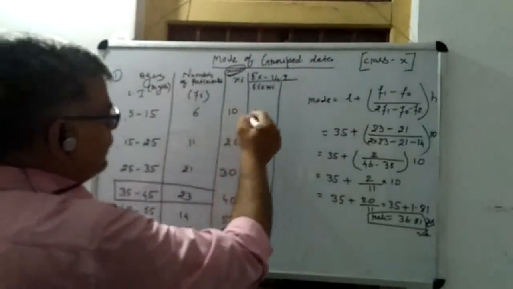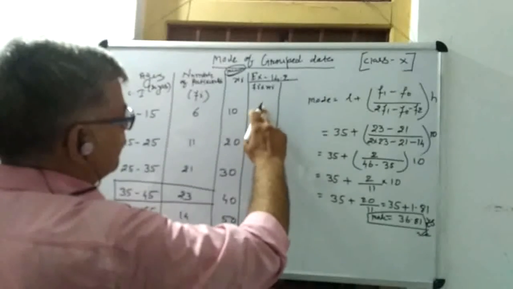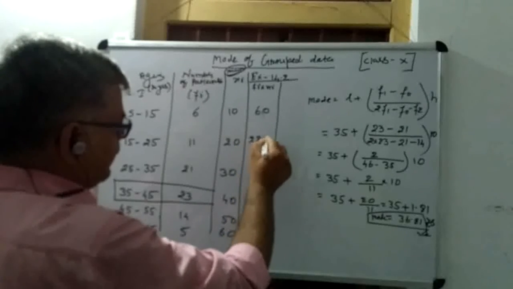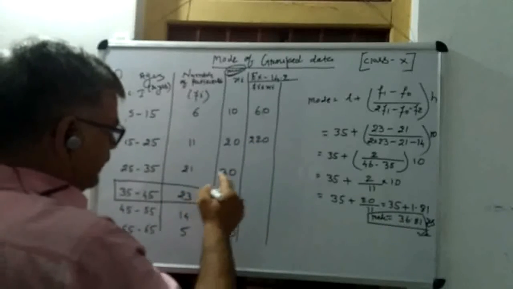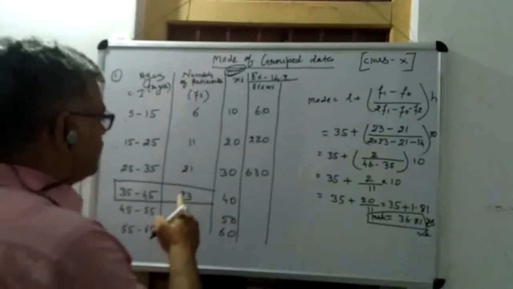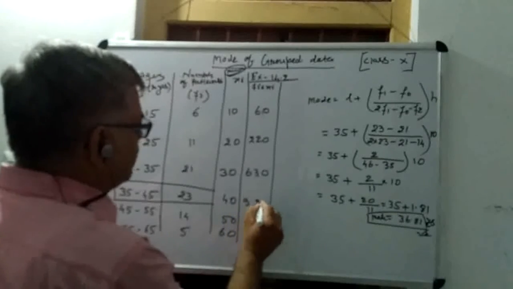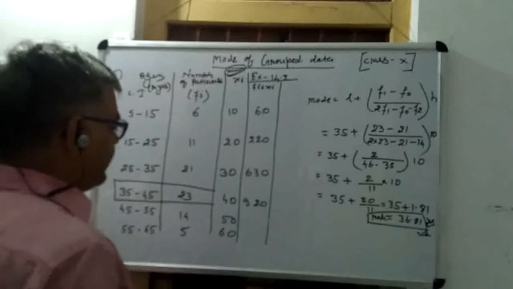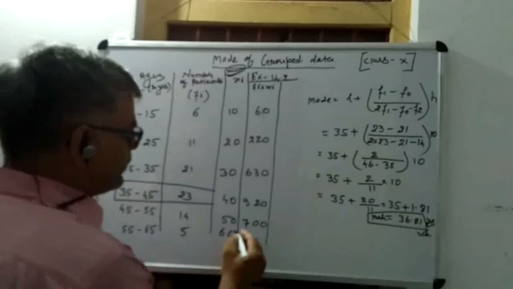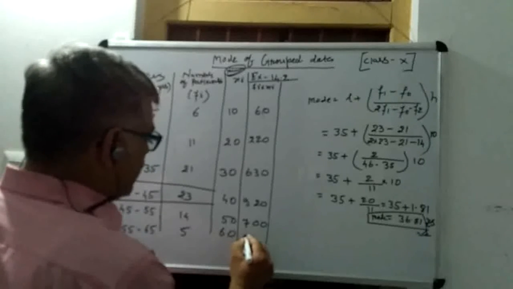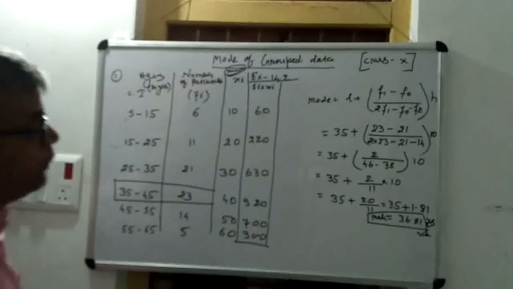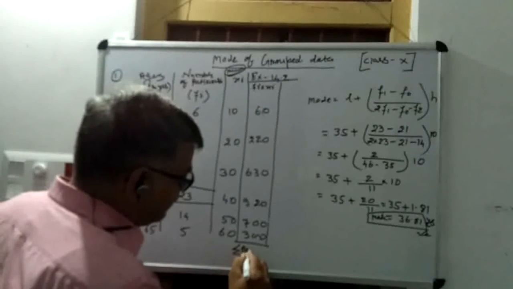fi into xi is 6 into 10, that is 60. 20 into 11, that is 220. 21 into 30, that is 630. 23 into 40, that is 920. And 14 into 50, that is 700. And 5 into 60, which is 300. Yes, 300. Now you find the sigma fi xi.